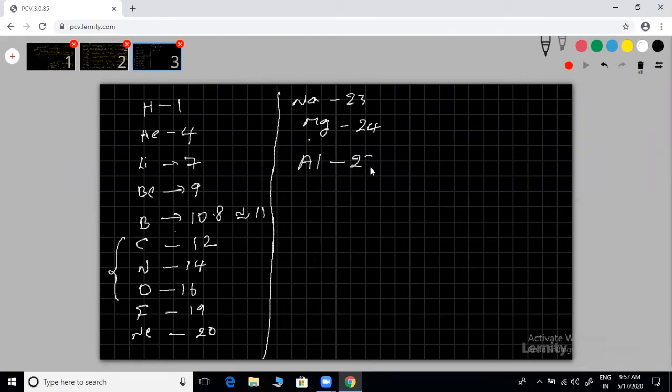Aluminium 27, silicon, into 2, 28. Phosphorus 31. Keep in mind these values. Next number after silicon is phosphorus, then 15 over 16. Sulfur 32, 16 into 2. Chlorine 35.5.